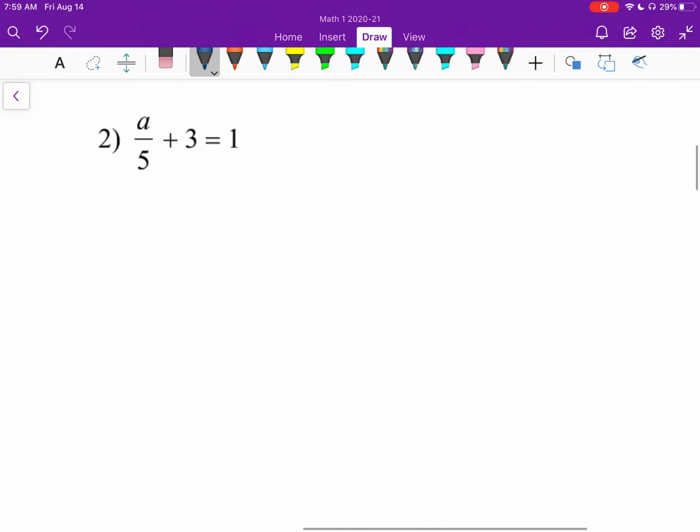All right, number 2. Now this one, there's no parentheses, so we don't have to deal with that. To start off, we're going to get rid of this +3 here. You need to start with the plus or minus that's in here. Don't deal with the multiplying or the dividing that might be in front of the a. We need to deal with the plus or the minuses first. So I'm going to subtract 3 from both sides.